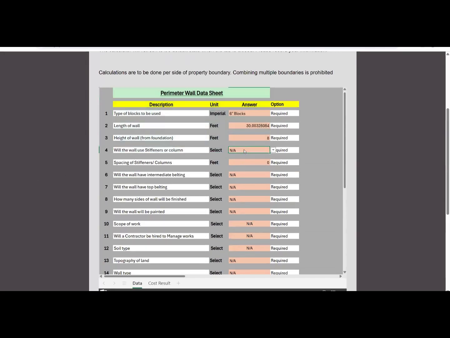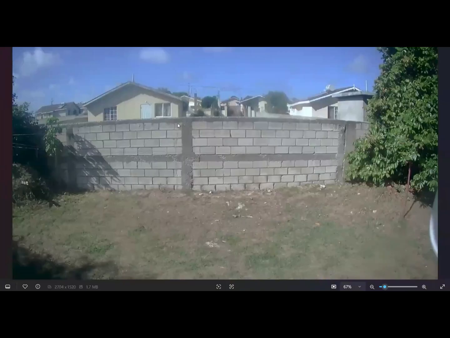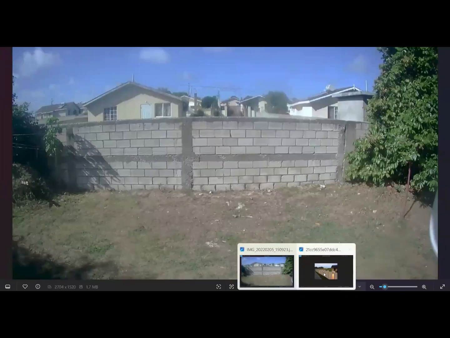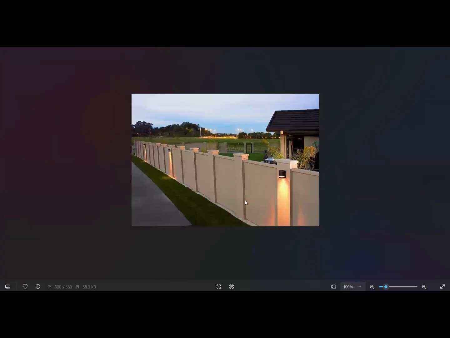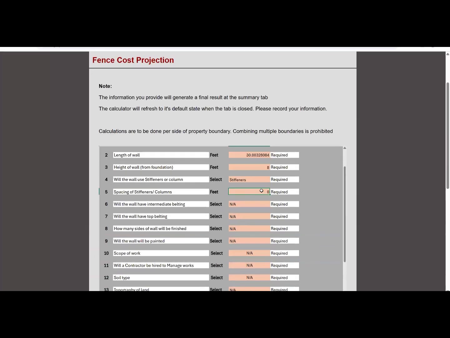Separate and apart from that, we are going to have to answer these additional questions. Question 4 is going to ask whether we are using stiffeners or columns. The difference for us is that the stiffeners are going to be flat and the columns will be projected similar to what is seen in this image. So for this, we can select stiffeners. The other question, question 5, is asking about the spacing of the stiffener or column that has been selected. So in this case, out of the 30 feet, let us say the spacing will be about 8 feet.